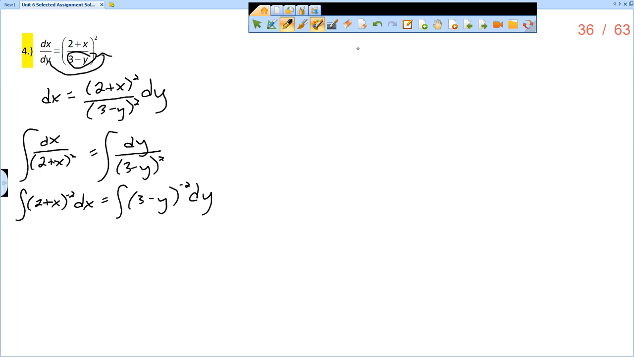On the left side, I'll call it u sub 1, and that's going to be 2 plus x, and du sub 1 is just 1 dx, the derivative of 2 plus x. So on the left side, I have the integral of u to the negative second dx. I'm going to need a 1 with the dx, which means I need a 1 on the outside, which is really nothing. And so that means I have the integral of u to the negative second du.